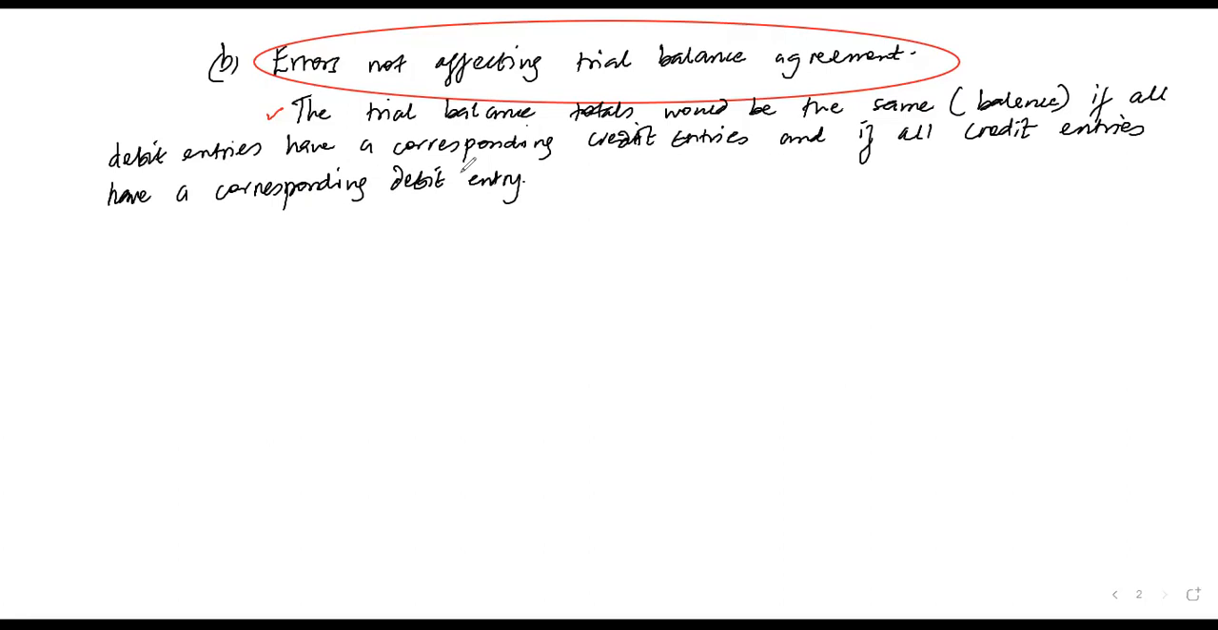However, just know that there are some errors which would not affect the agreement of the trial balance totals. These are the errors which they want you to discuss: errors not affecting the trial balance agreement. So yes, there can be debits with the corresponding credits, meaning that your trial balance will balance, but there can be some errors that can be made, and these will not affect the balancing of the trial balance.